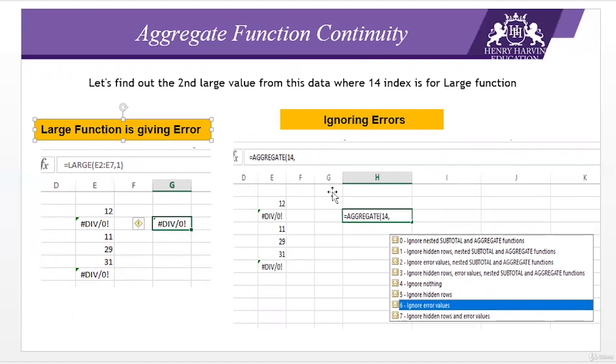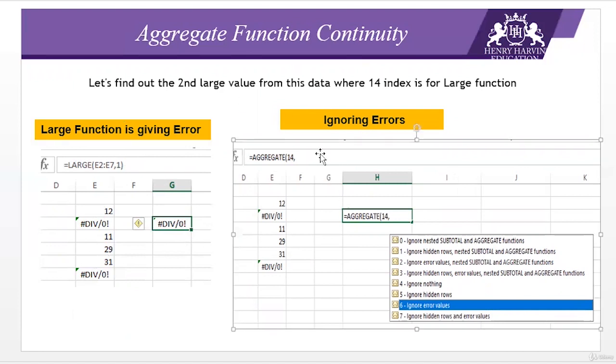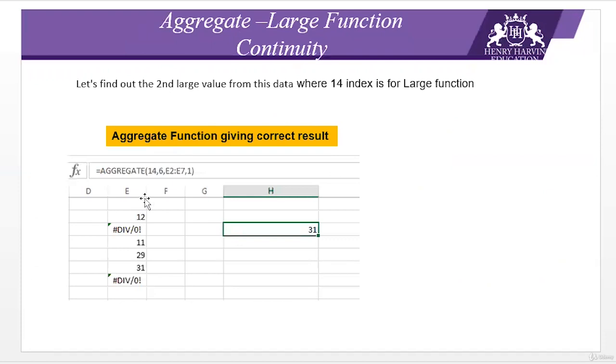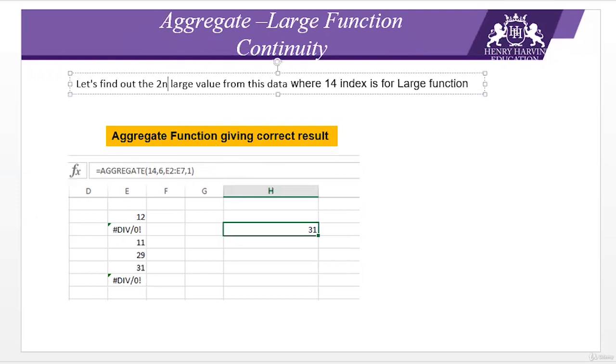But when we apply the aggregate function, here it is giving us options like 14. So you can see, let's find out the second largest value from this data, where 14 is the index for the LARGE function. Over here it is asking for ignore error values. So we have ignore error values. Now over here I have applied it for the first largest value. Maybe let me do that first. The second largest value I will tell you in our example.